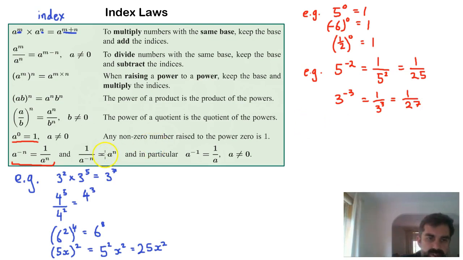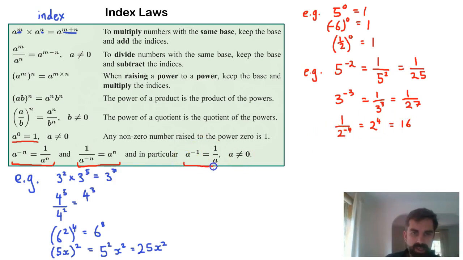And it kind of works in reverse as well. If you've got 1 over something raised to a negative power, then the two of them cancel out and you just get a positive power. So if we had 1 over 2 to the power of negative 4, that's actually the same as 2 to the power of positive 4, which is 16.